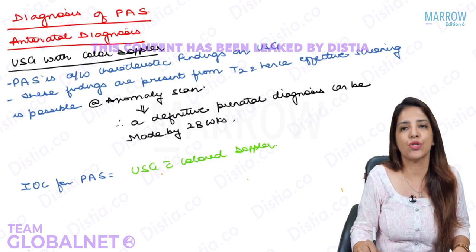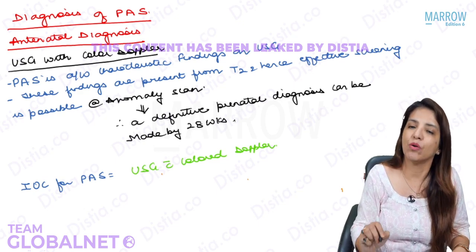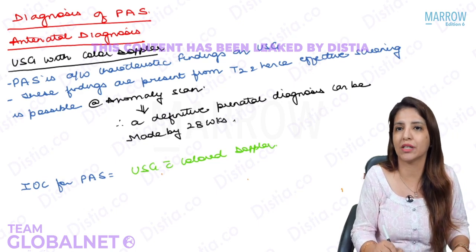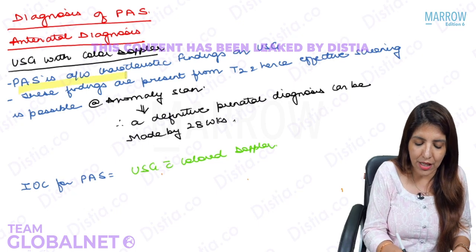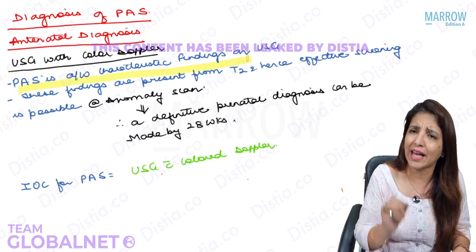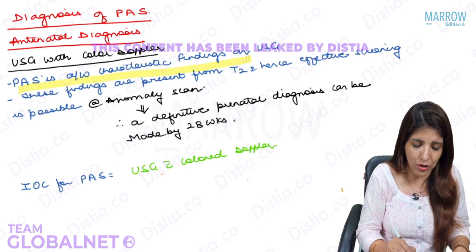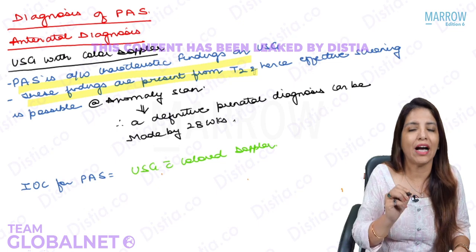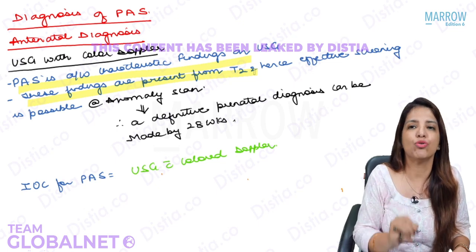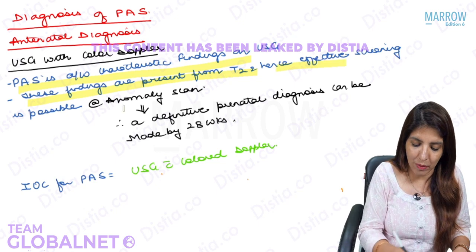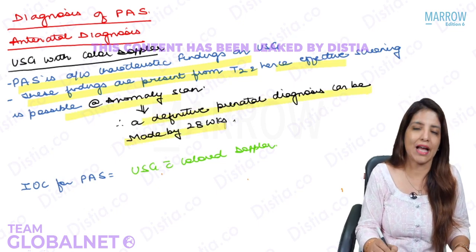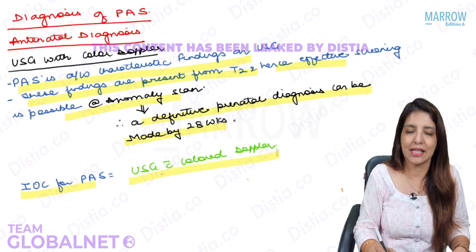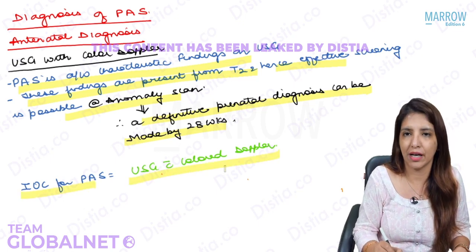Now, for the diagnosis of placenta accreta spectrum, the investigation of choice is ultrasound, and a better answer would be ultrasound with color Doppler. Placenta accreta spectrum is associated with some characteristic findings on ultrasound, and these findings are present from the second trimester. So when you do an anomaly scan, you can come to know that you are dealing with placenta accreta spectrum, and then a definitive diagnosis can be made by 28 weeks. So the investigation of choice for placenta accreta spectrum is ultrasound with color Doppler.